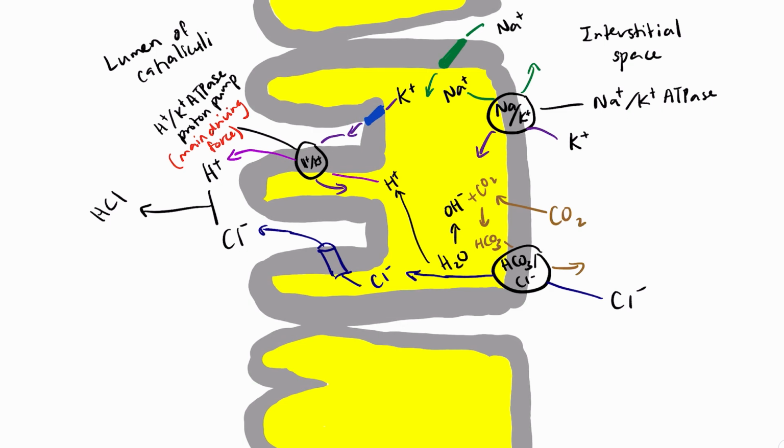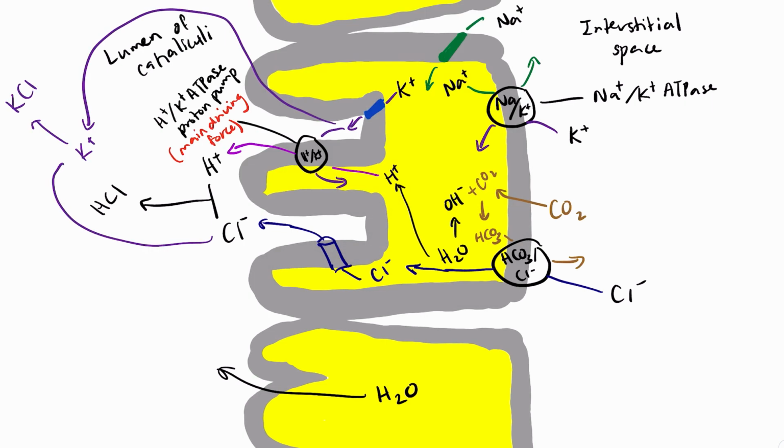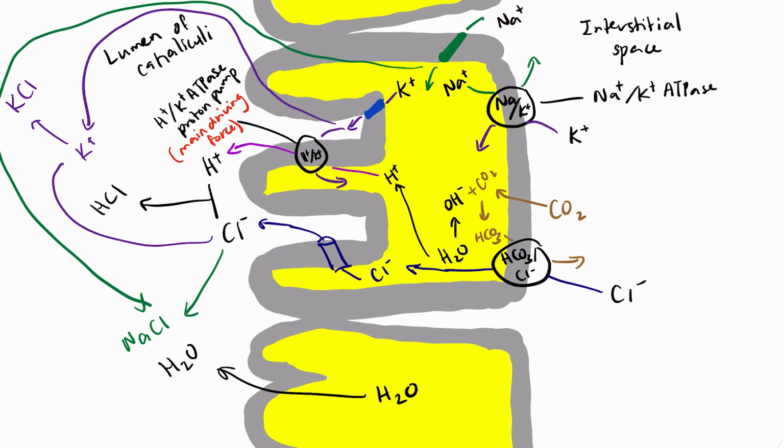It is important to note that water also passes into the canaliculi lumen from cells via osmosis. So the end product is generally a majority of hydrochloric acid in the lumen, a little bit of potassium chloride because potassium can actually leak out from the cell into the lumen, as well as a very little amount of sodium chloride.